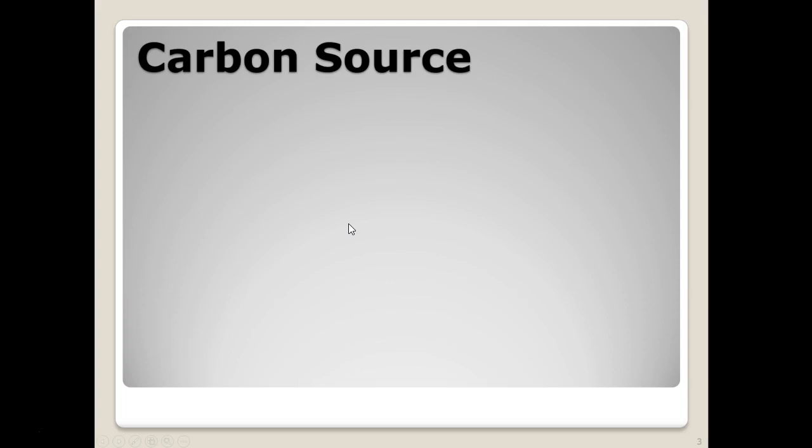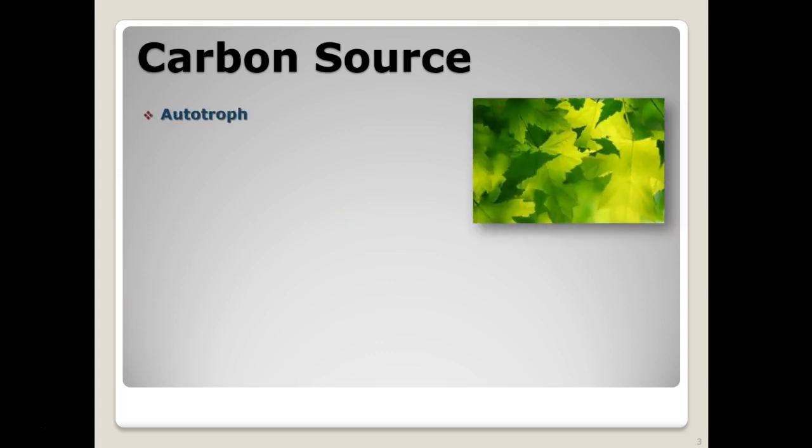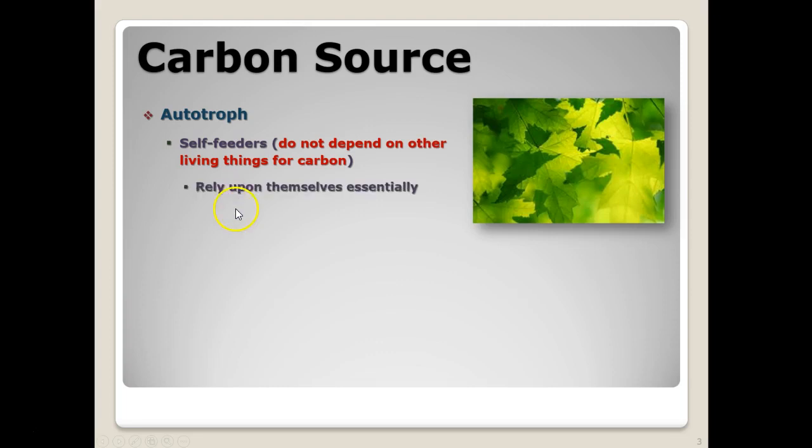We can also classify organisms by what their carbon source is. An example being, we have something that's called an autotroph. And they can be referred to as self-feeders. The word auto oftentimes means self in Latin. And what that means is they're not depending on anything living for carbon. They're getting their carbon from something like carbon dioxide, that sort of thing, or other inorganic molecules that contain carbon.